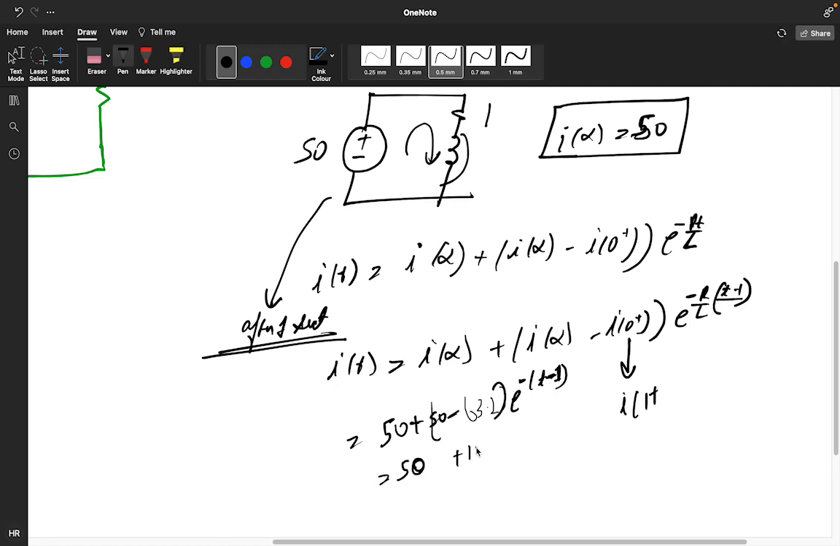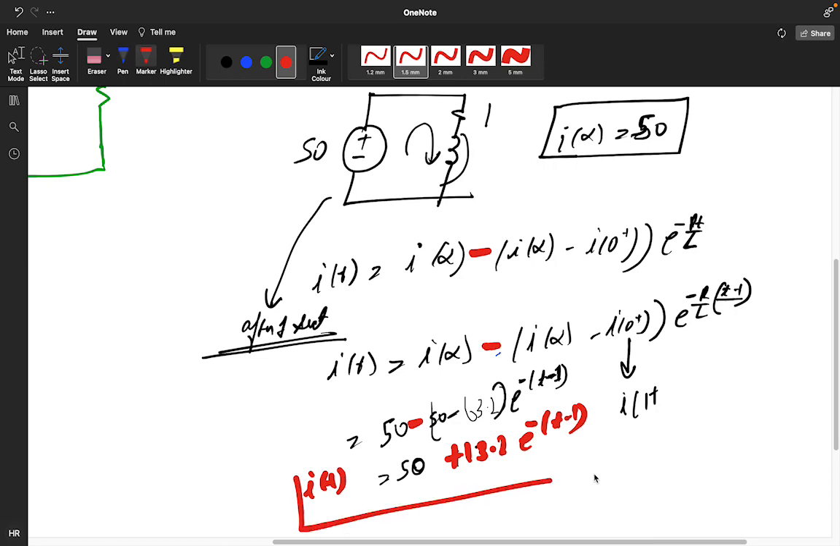Plus, sorry, this will be minus now. Formula, sir. Yeah, the formula always comes. It's minus. So this is minus, this is minus, this is minus. So 50 plus 13.2 e power minus (t minus 1), we will get this particular equation.